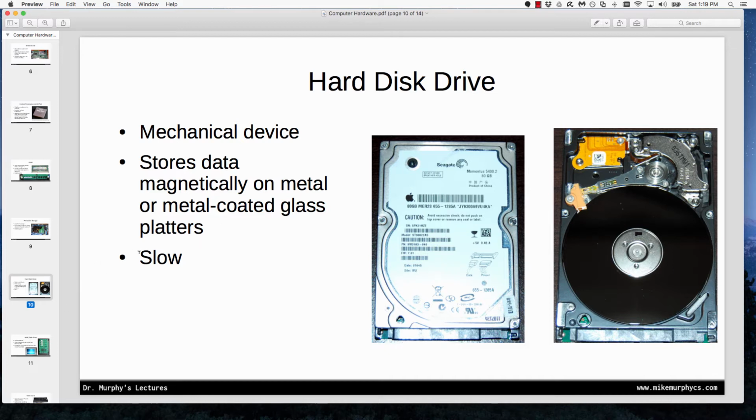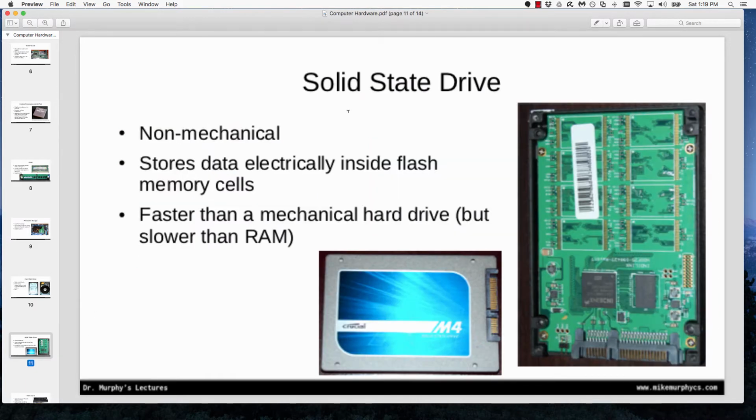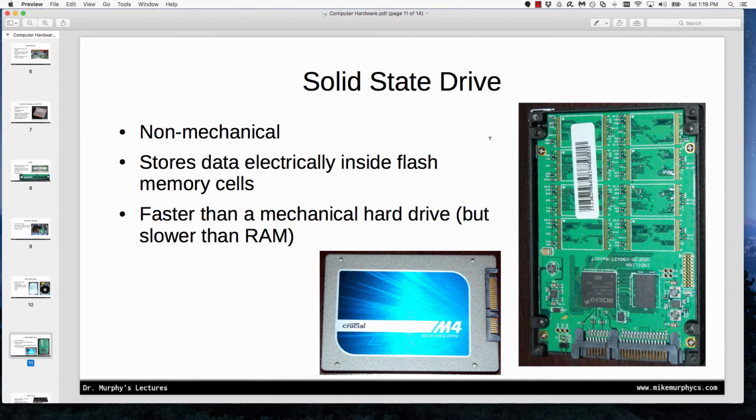Again, this is a very slow process, and there's different speeds. I don't know, can we see the speed on this one? It looks like it's 5,400 RPMs, there's 7,200 RPMs, there's 11,000 something RPMs, and then after that we get into solid state drives. So this is sort of the evolution of persistent storage.